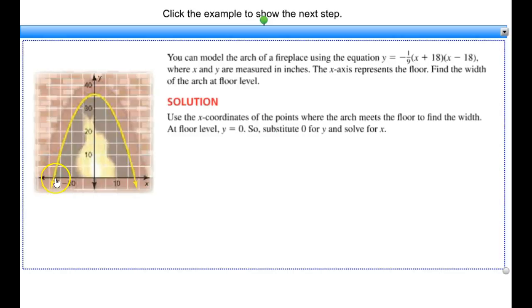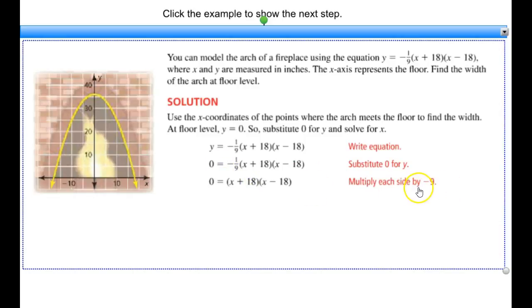At these points, I know that y equals 0 because when I'm on the x-axis, my y is 0. I haven't moved up or down at all, so my y stays 0. So I substitute that 0 for y, and then I solve for my x. So I start off by writing my equation. The first thing I want to do is get rid of this negative 1/9. So I'm going to go ahead and multiply each side by negative 9, right? Because I'm dividing by a negative 1/9, and that's the same thing as multiplying by the reciprocal.